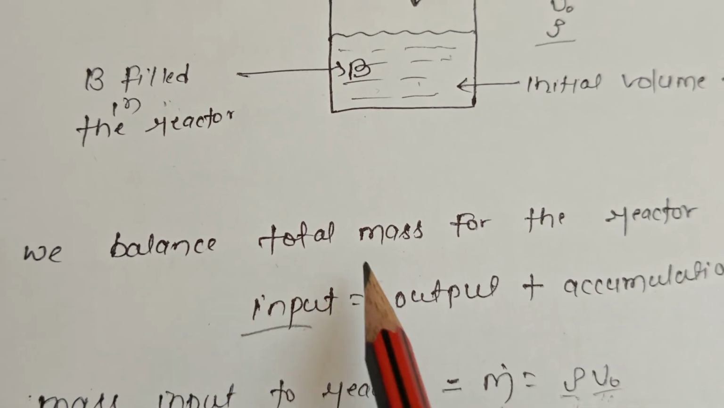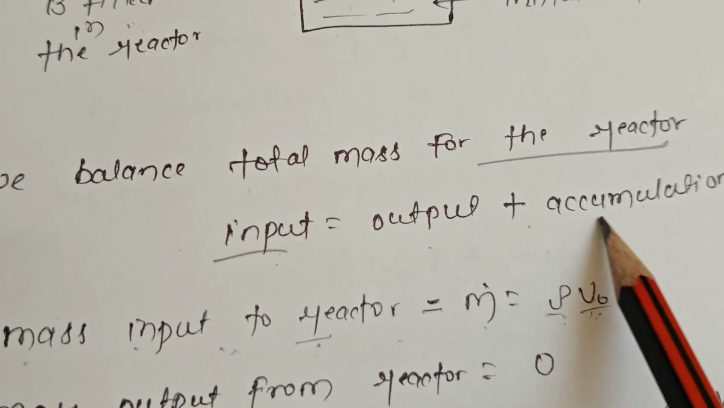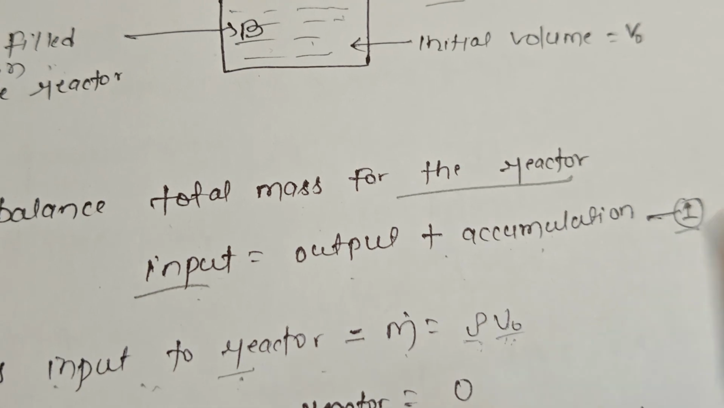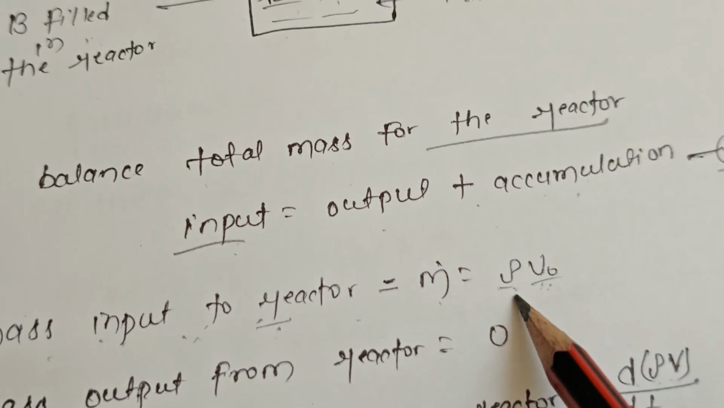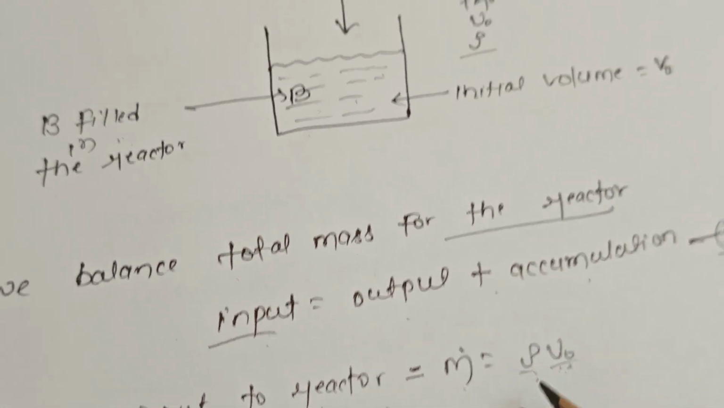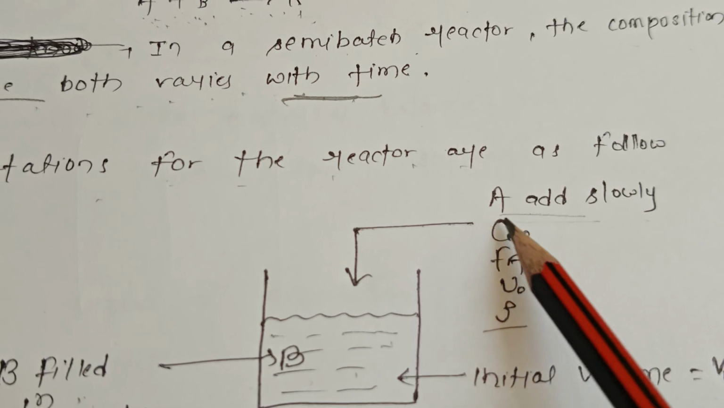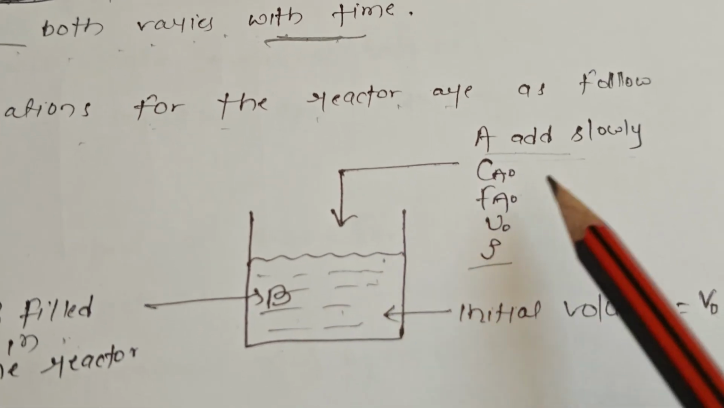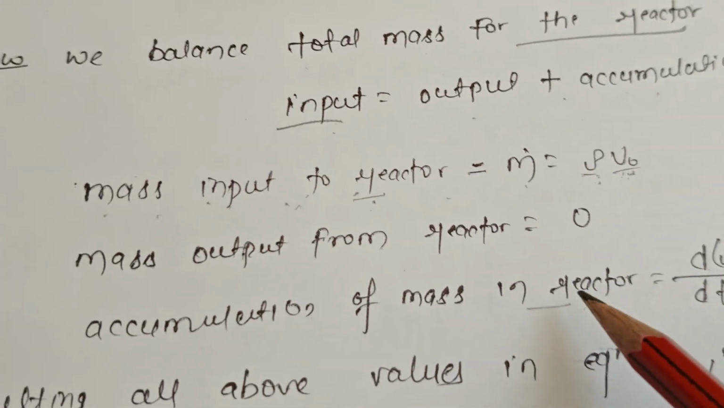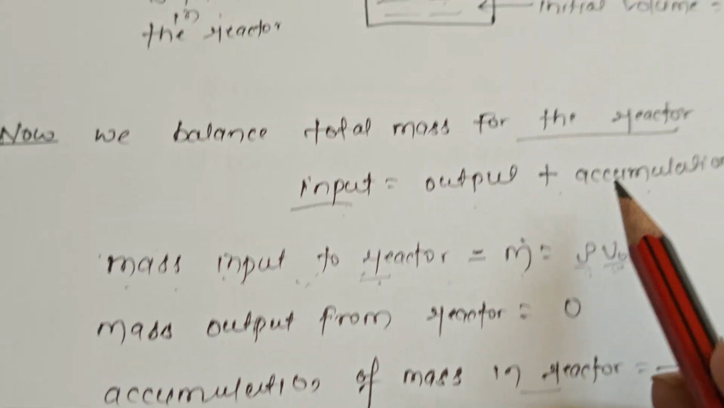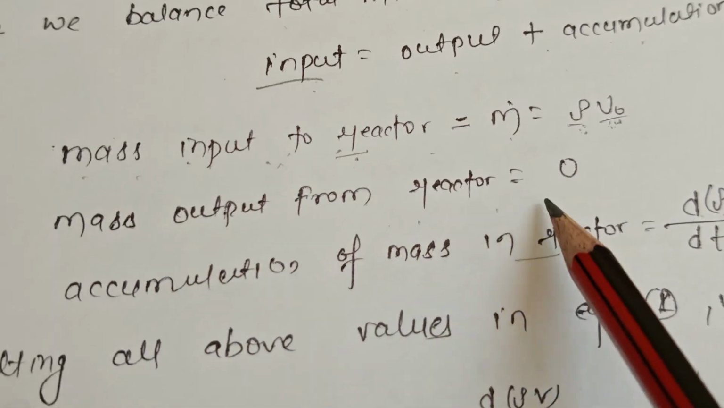First we balance total mass for the reactor, that is input is equal to output plus accumulation. Say this is equation 1. Now we can see the mass input to the reactor will be rho times v naught, where rho is the density of the stream coming into the reactor and v naught is the volumetric flow rate. So mass input will be rho v naught. As we can see, there is no output, so mass output from the reactor will be 0.